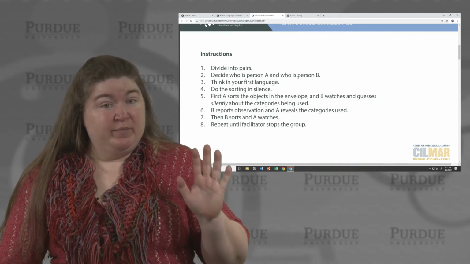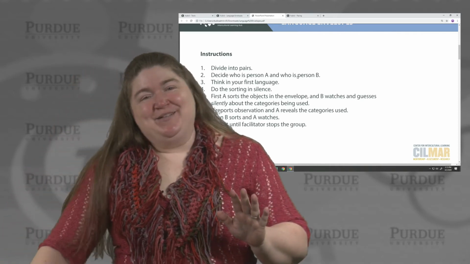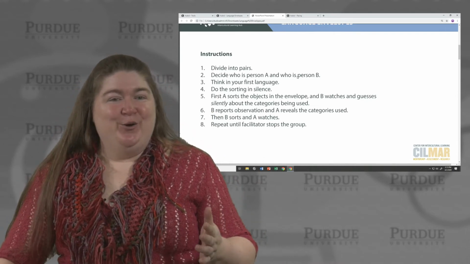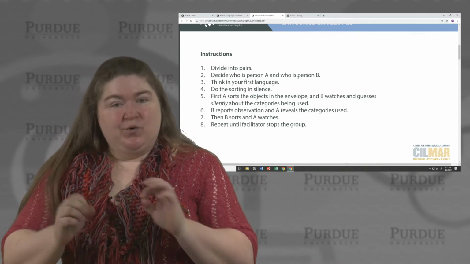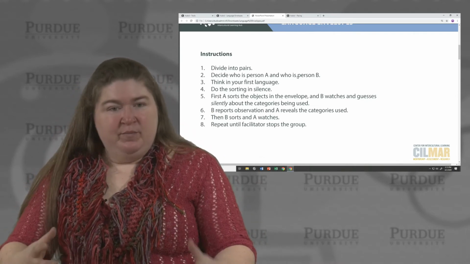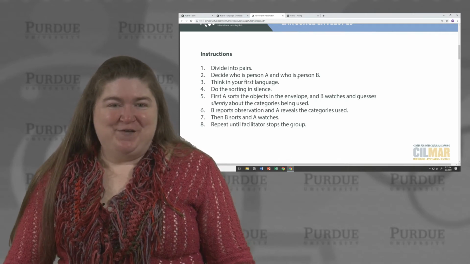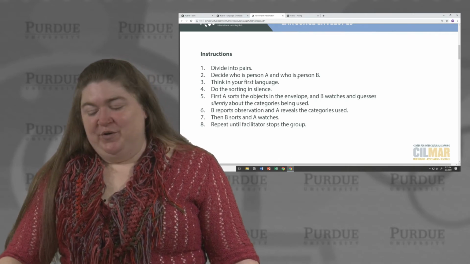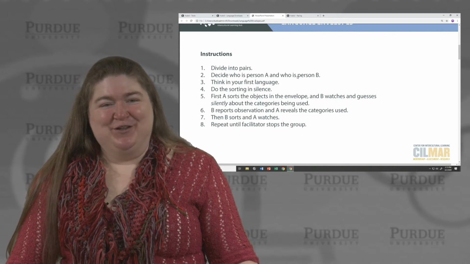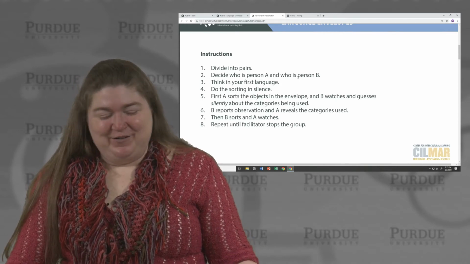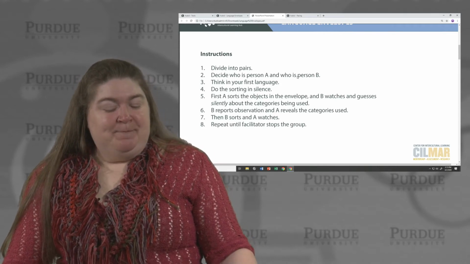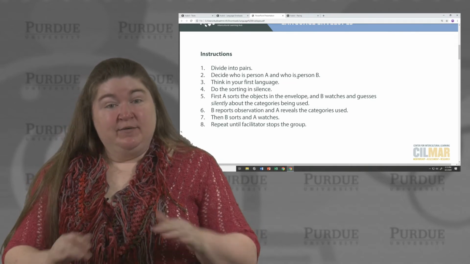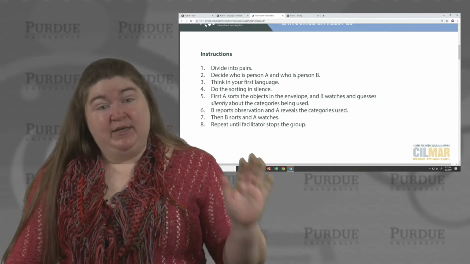So very, very important that people are quiet when they do this. But whoever's person A or the first person to go is going to just start sorting the things in the envelope. So have them pour them out on the table and be careful not to lose any of the objects in there. And of course, you'll want to go back and check afterwards to make sure that they all got gathered back up and are in the correct envelopes. But that first person is going to be sorting, and then the second person is going to be watching them, again in silence.